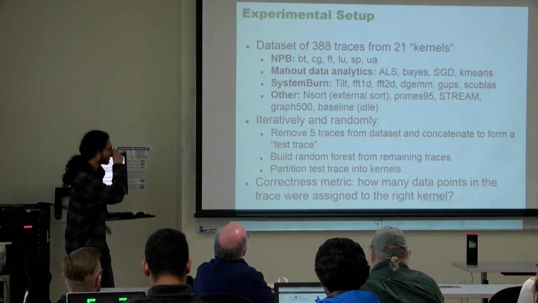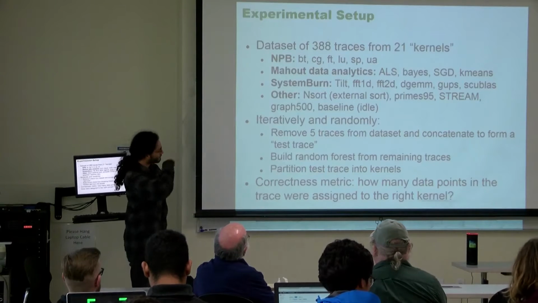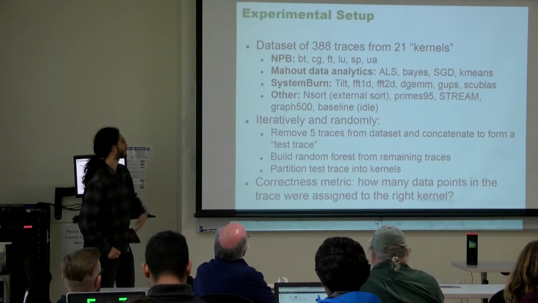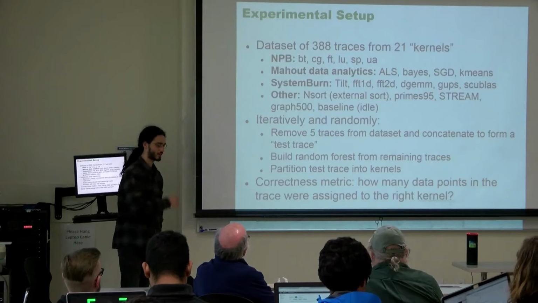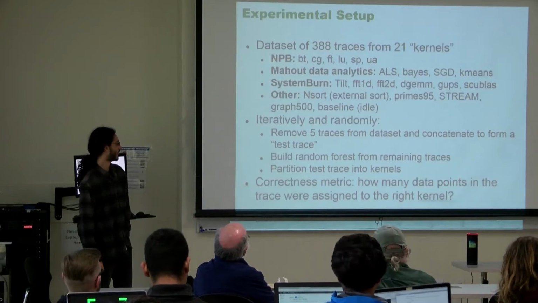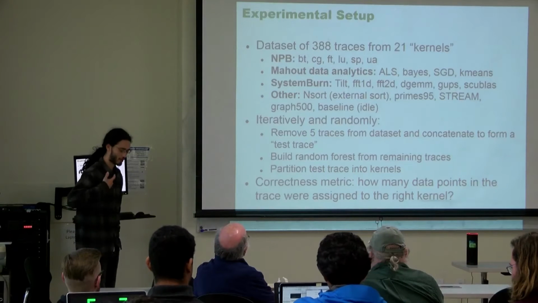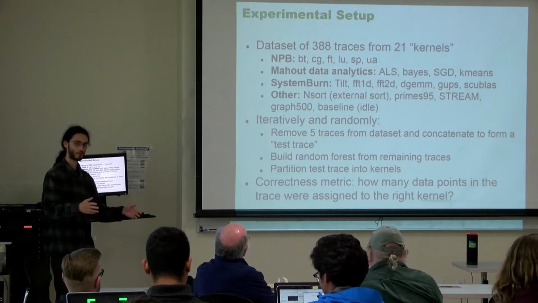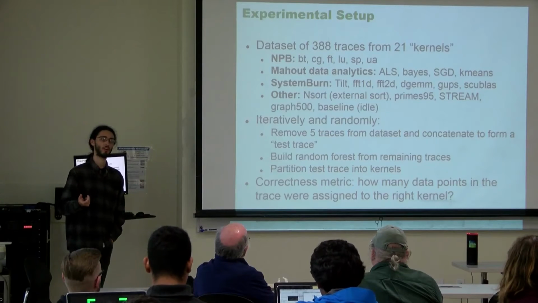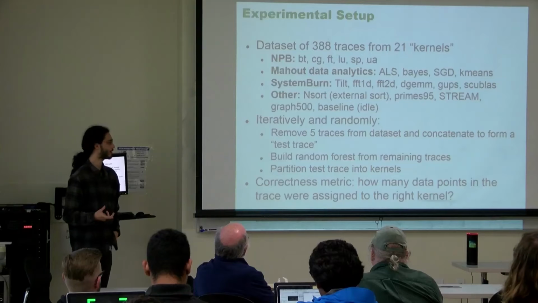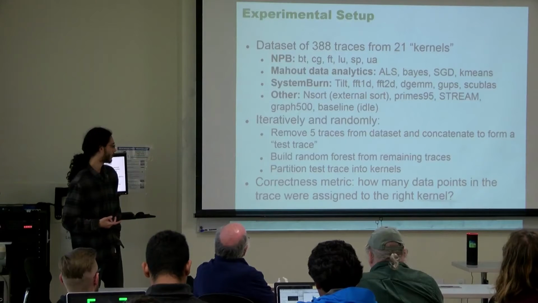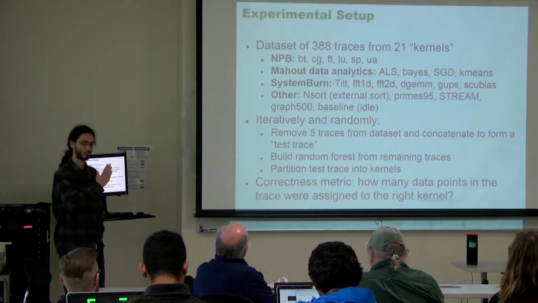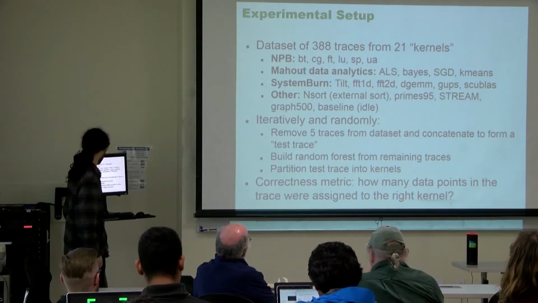So our data set, we have 388 traces from 21 different types of programs. There's the list of them. For our experimentation, we would pick 5 traces randomly of the 388 and concatenate them together. Then we take the other 383 and train a random forest on that. And for correctness, we figured out how many individual data points we got correct as a percentage.